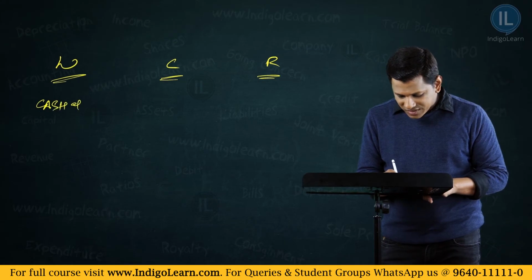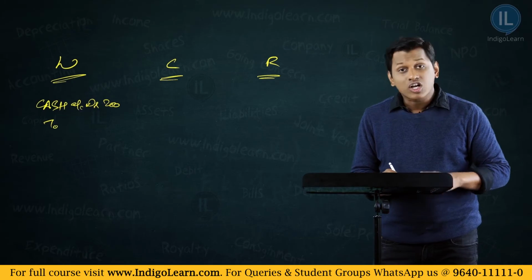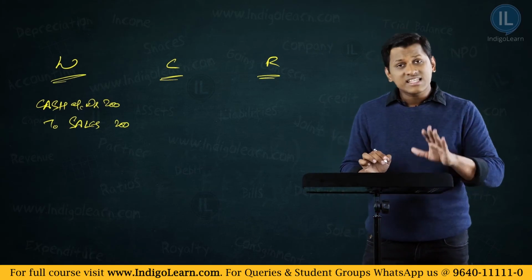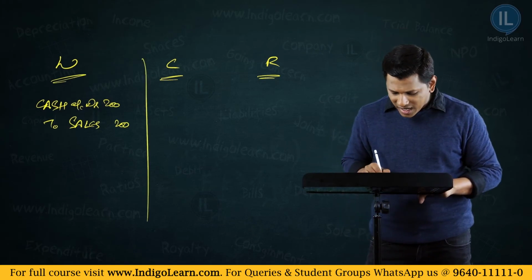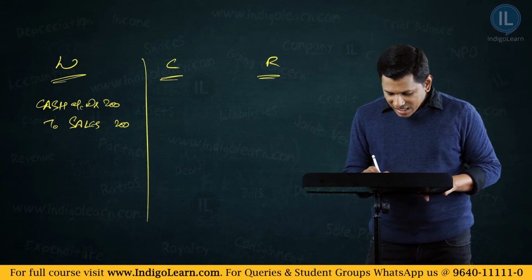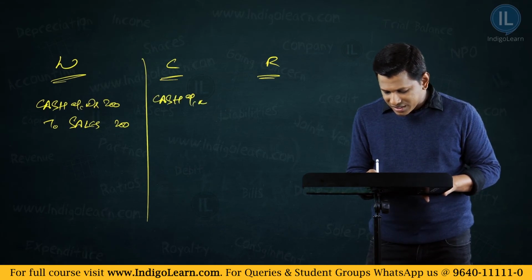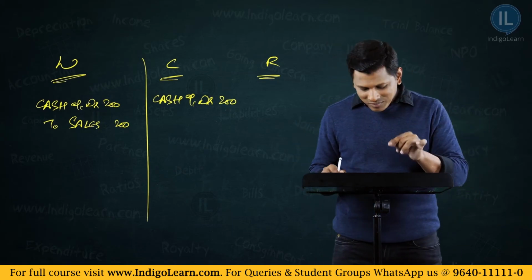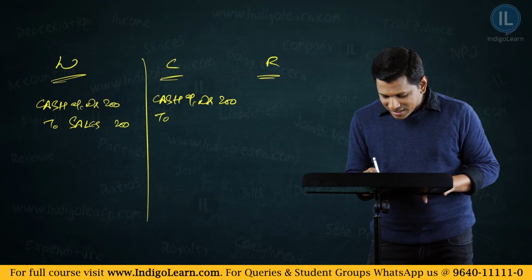Say amount is received, cash account debited 200, and to the wrong entry what they passed is sales. So they showed it as if it is something like sales. But what is the correct entry that the company should have passed? If amount is received, our company should have written cash account debited 200, but it shouldn't have been credited to sales, it should have been credited to furniture.